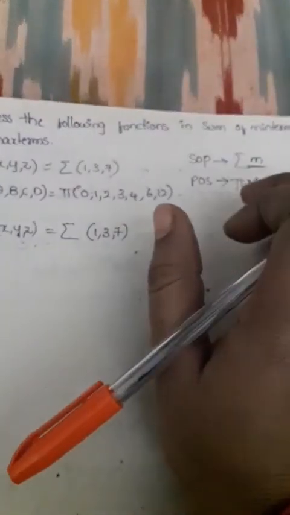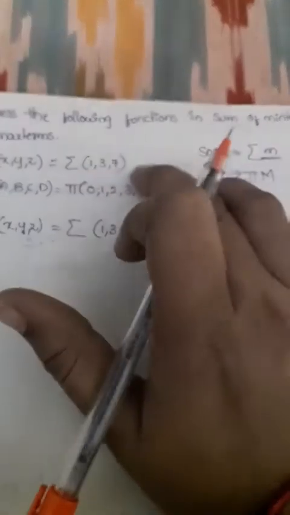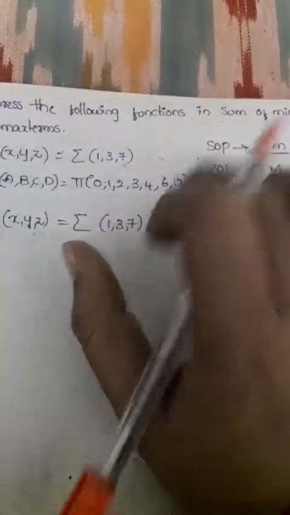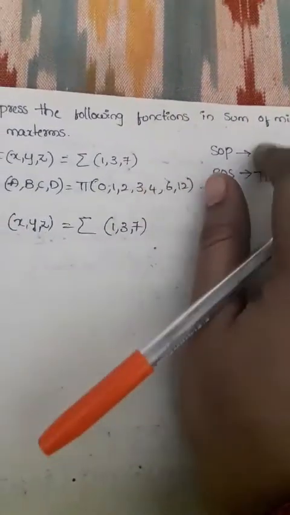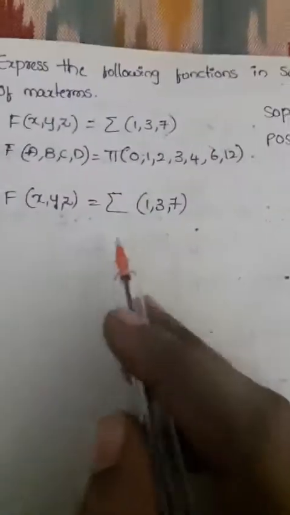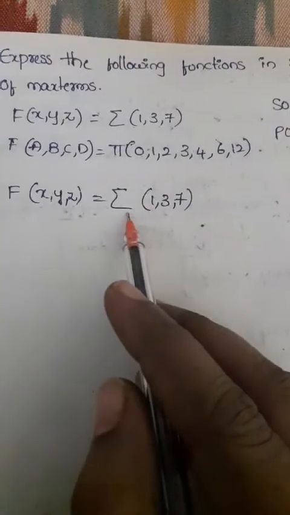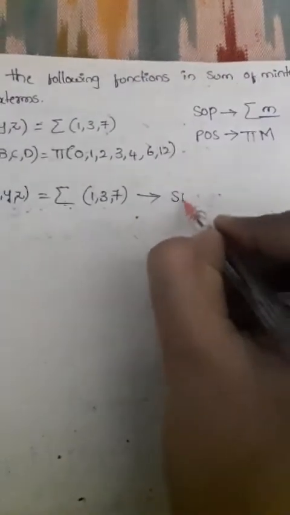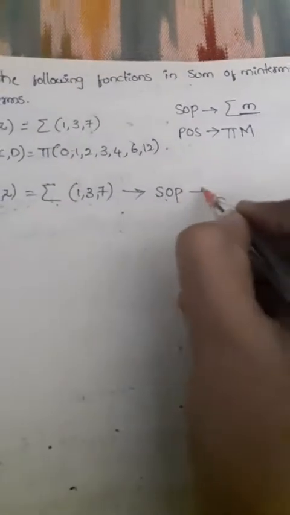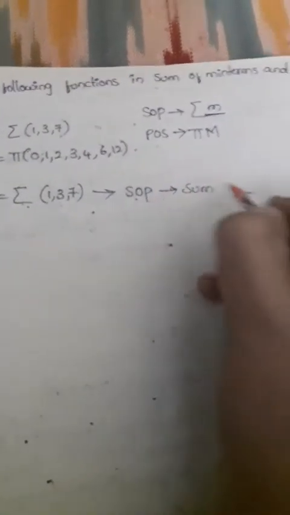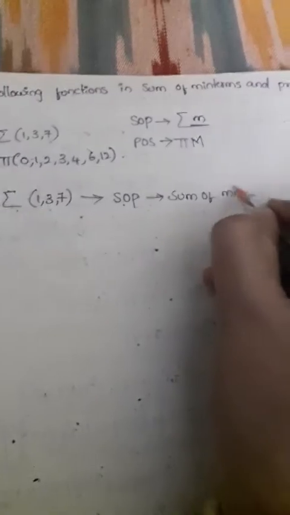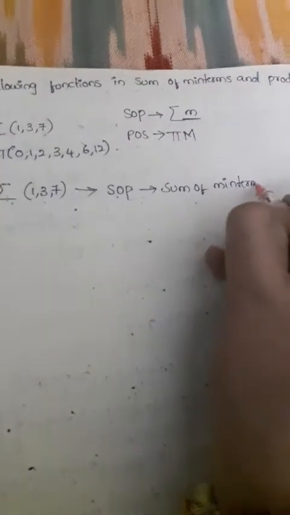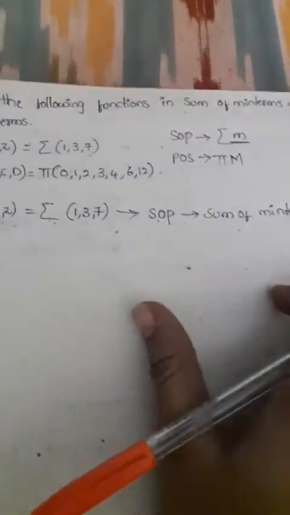So we have the direct symbols for SOP and POS, and depending on the symbols we confirm whether the function is SOP or POS. Here the symbol is the summation symbol, so this is related to SOP. That means this function is expressed in sum of minterms.